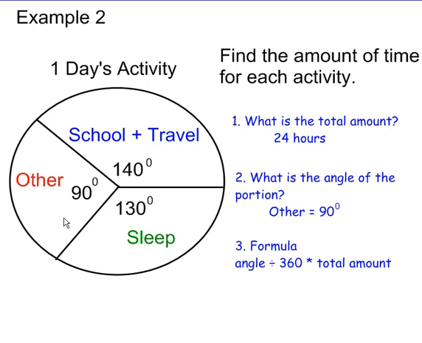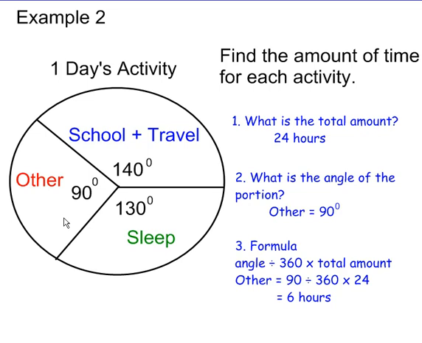So the formula again is the angle divided by 360 times the total amount. So 90 divided by 360 times 24 will give us the amount of hours for other, which is 6 hours. So that's the first piece of the pie. The amount of time for other is 6 hours.